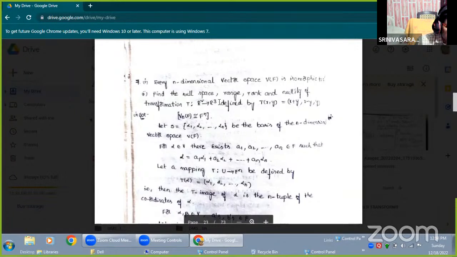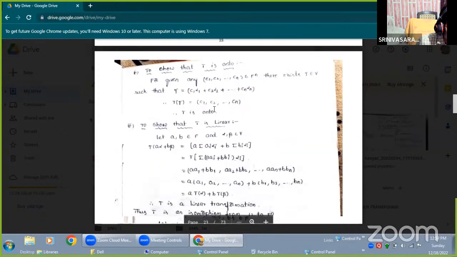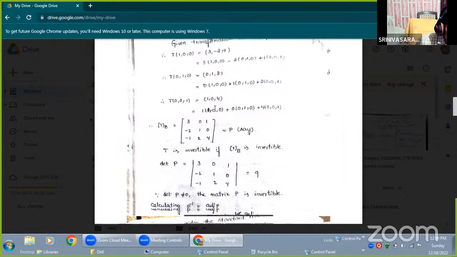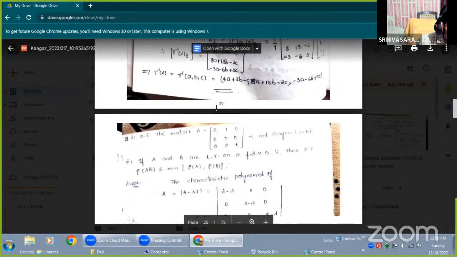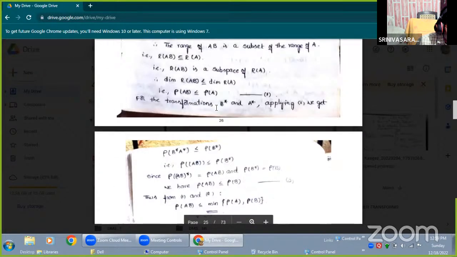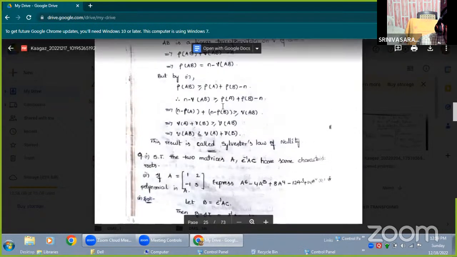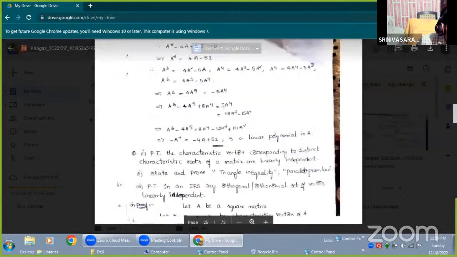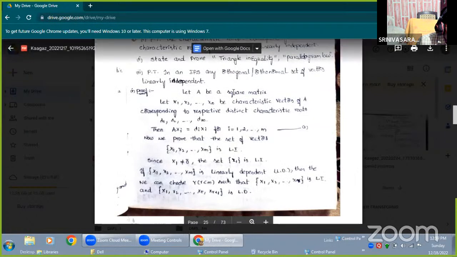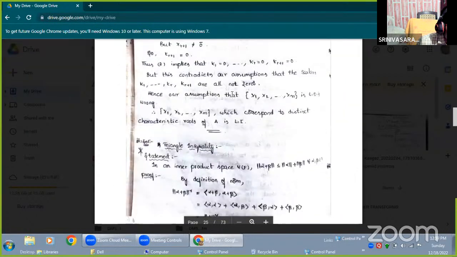Find the null space. This is the transformation problem. Transformation is given. Find the null space, range, rank, and the nullity of the transformation. Next, in the same manner, these are all transformation problems. So now, just see, these are all matrices problems, and orthogonal and orthonormal. This is the fourth block.